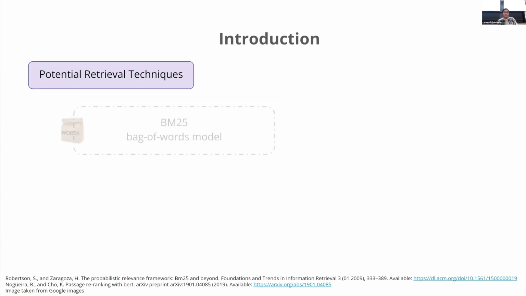One of the most widely used techniques for information retrieval is BM25, but it is a bag of words model that relies heavily on word overlap. And therefore, if there's a mismatch between documents and queries, it does not perform as well.